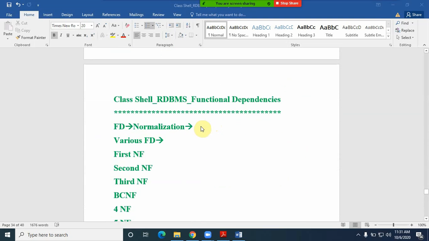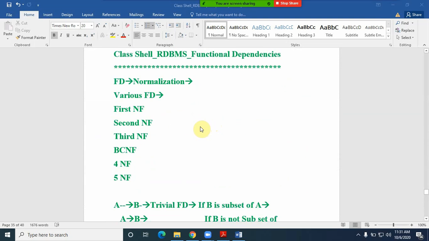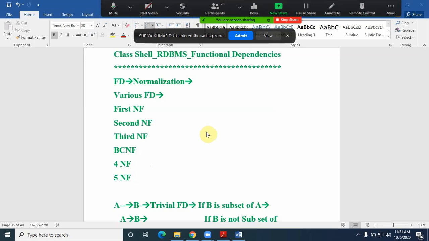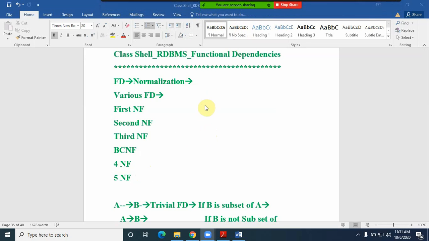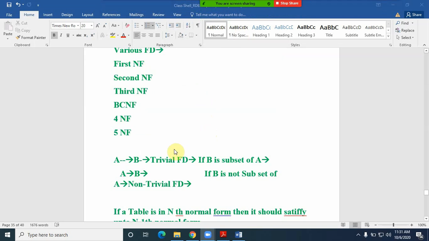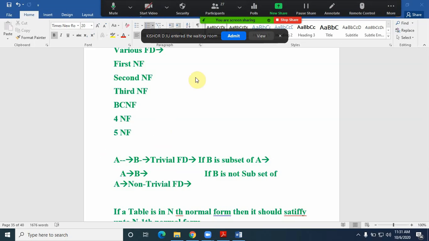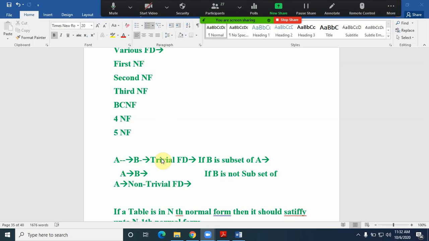From the start of this session, we discussed functional dependencies. A functional dependency is nothing but, in case of any table or any relation, if you want to identify some kind of relationship, then there should be some kind of functional dependency. Suppose you observe A determines B, A functionally determines B, there is a functional dependency existing between the two attributes A and B.